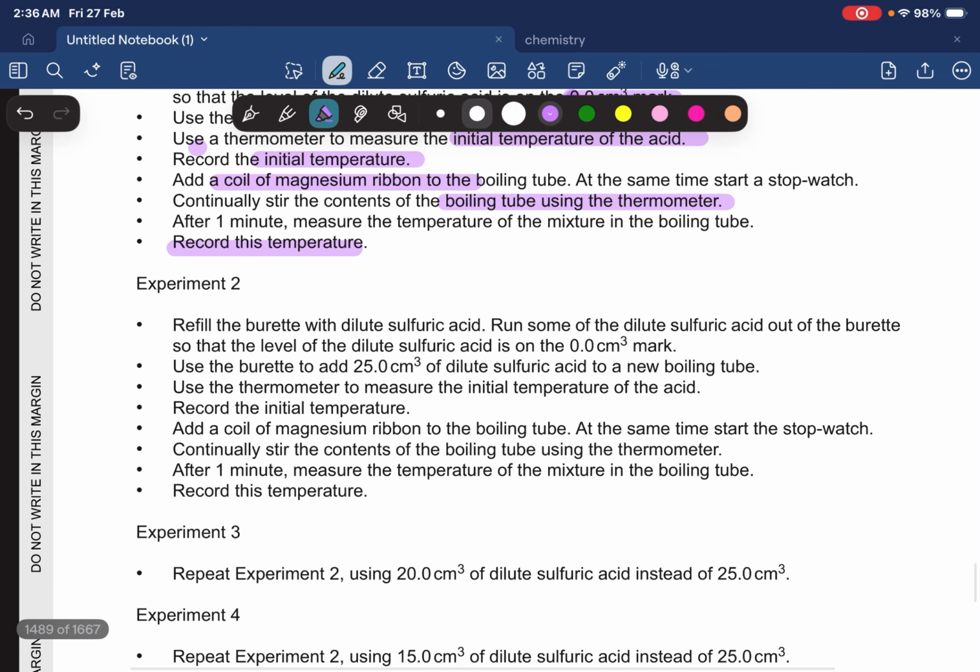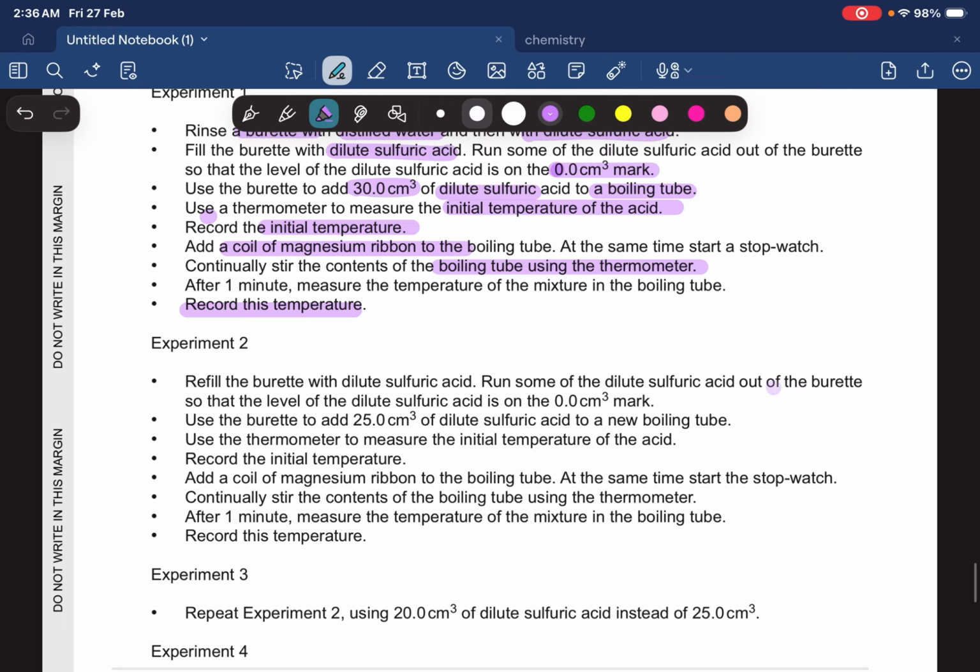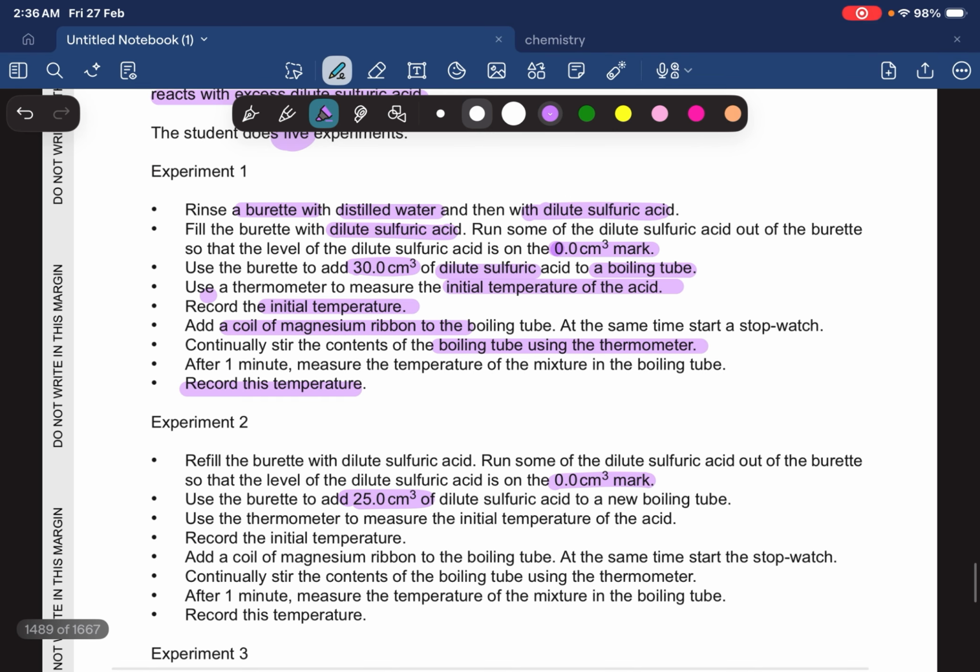Okay. Experiment 2. Refill the burette with dilute sulfuric acid. Run some of the dilute sulfuric acid out of the burette so that the level of the dilute sulfuric acid is at the 0 cm³ mark. Use the burette to add 25 cm³. Okay, so over here, the change we have to see, and what's the change? I hope you guys understood. We have 30 cm³ here and we have 25 cm³ here. So that's the thing.